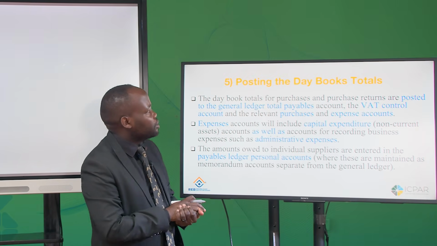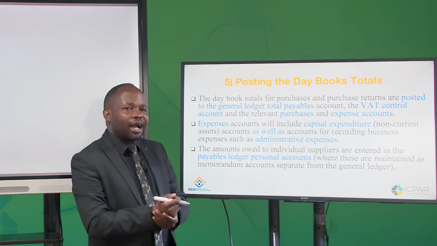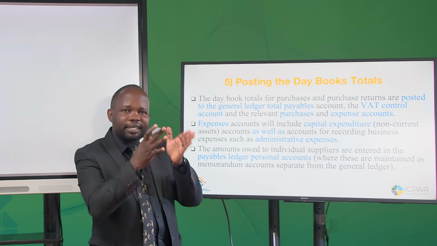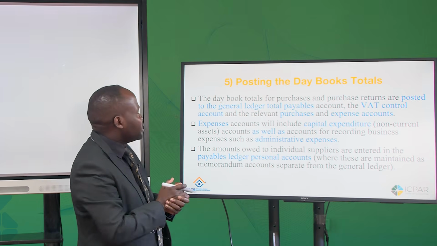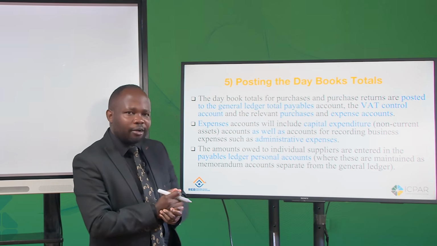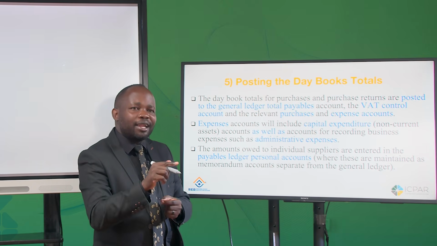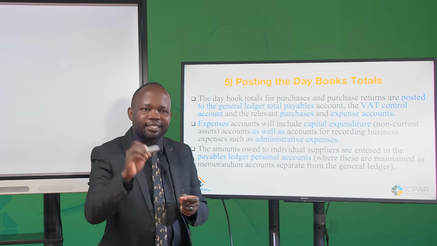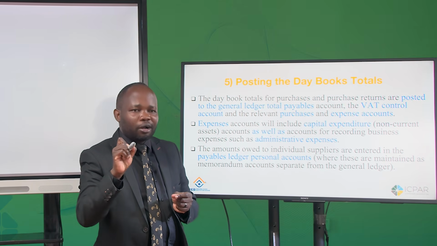Posting the day book totals. So once we have the totals of the day book, remember there is a total that is net of tax, there's the tax, and there is the gross of tax. The total gross is the amount that we will later on see in chapter number 13, which will go in the purchase ledger or payables ledger.